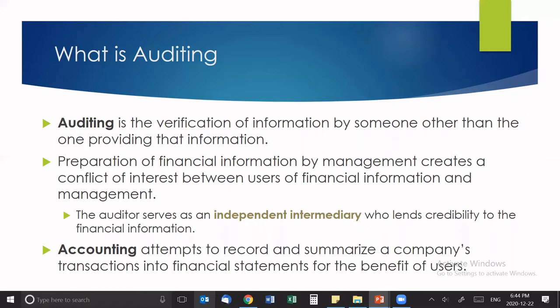When you're doing accounting, it attempts to record and summarize a company's transactions into financial statements so users of the financial statements can view them, but an auditor acts as an independent party that comes and verifies the information. So then the users of the financial statements can be shown that somebody did look at this and gave it an outside view, so they'll have more comfort over the numbers.